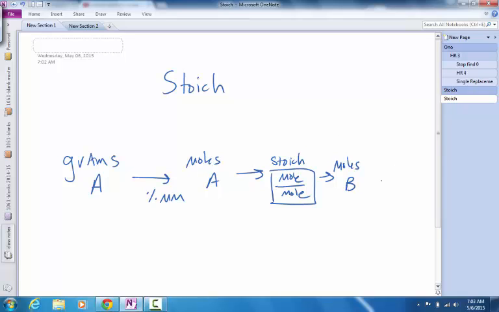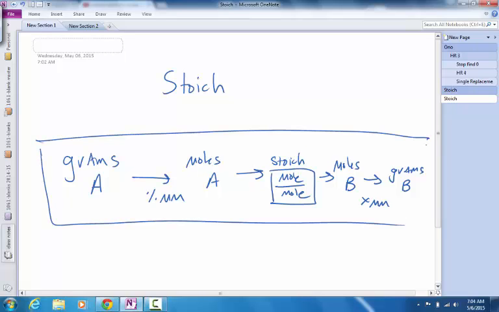Sometimes we want to stay there, and then a lot of times we go back to grams. But now, instead of grams of A, we're in grams of B. And in this case, we would multiply by the molar mass. So we need to keep this whole process in mind. Where are we on the process? And where do we need to go?